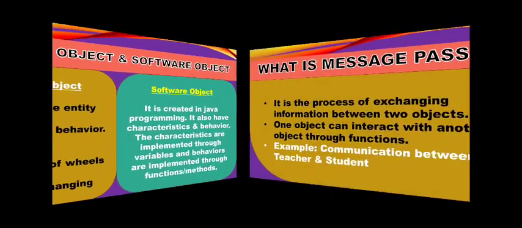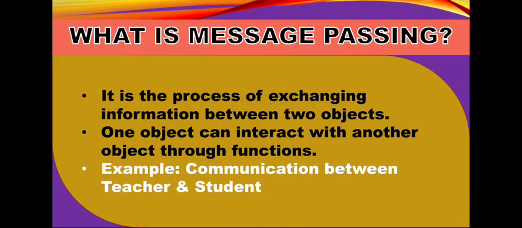Next is, what is message passing? Basically message passing is a process of exchanging information between two objects. One object can interact with another object through functions. One real world example you can take is communication between teacher and student.